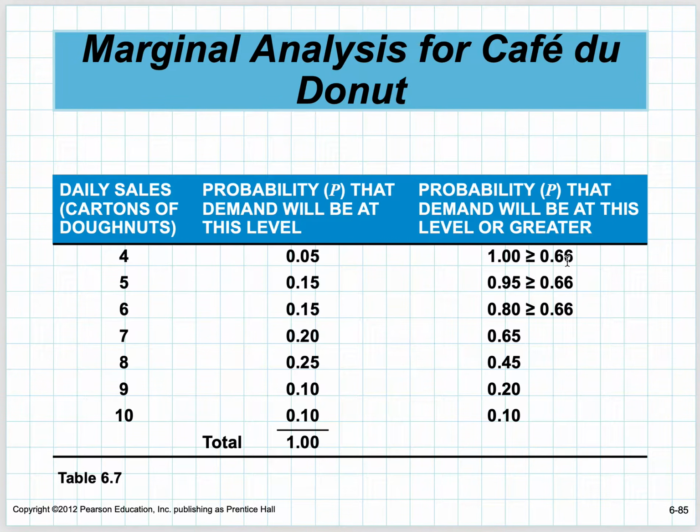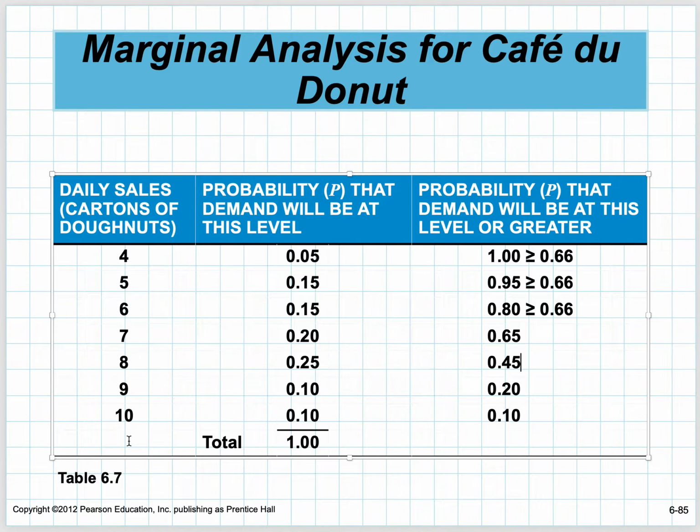Well, this is greater than 66 or 67. This is greater than 66 or 67. This is pretty much a tie, but according to the strict rule, we want to order 6 cartons. That would be the optimal amount to order based on this probability distribution.